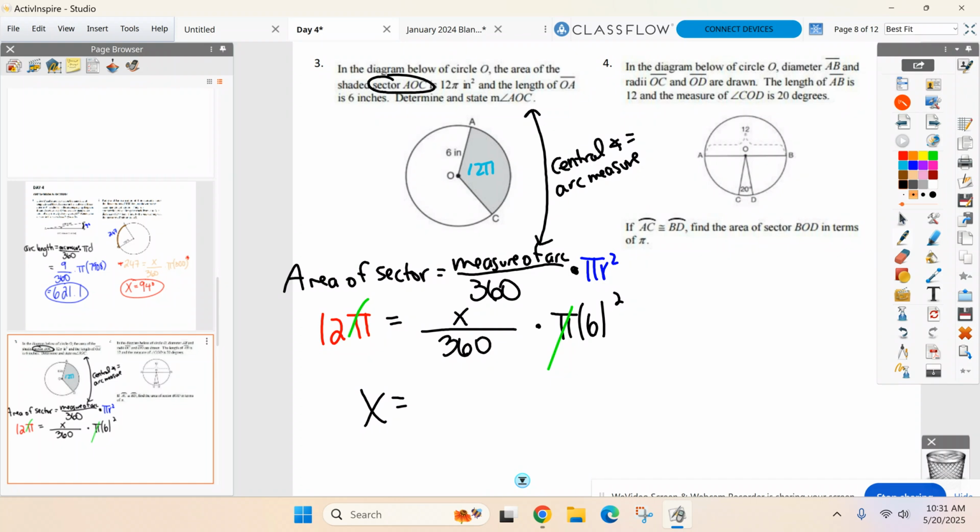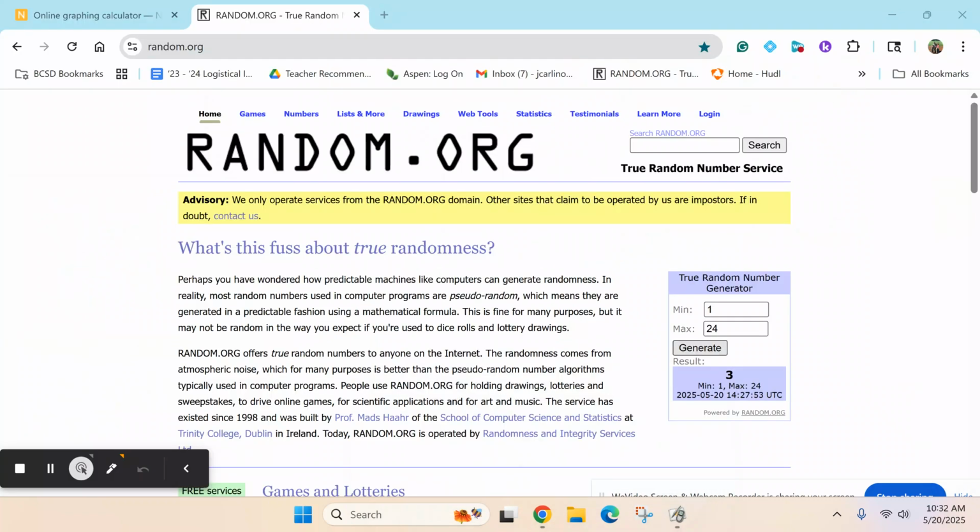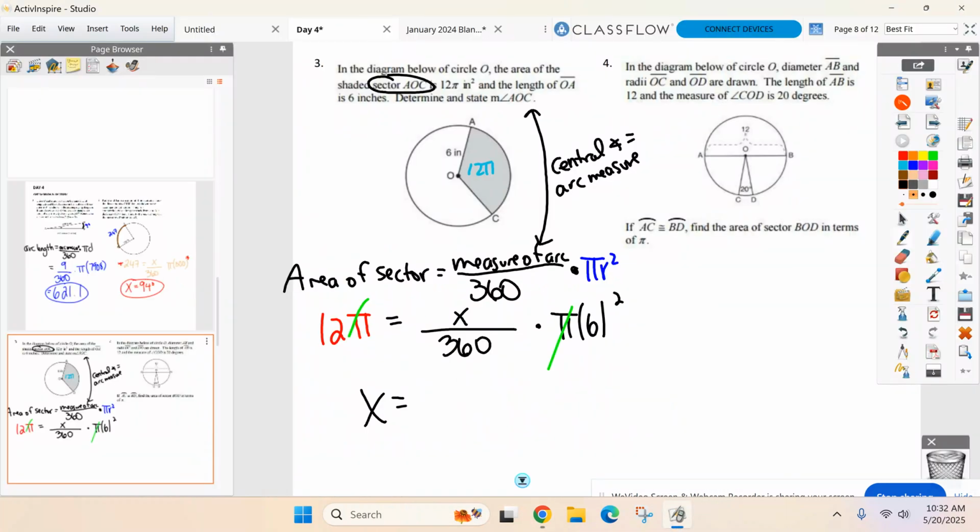Type it into equations. That's always a good, useful thing to do. Take your time, and let me know when you're ready. 120. 120 degrees. Yep.